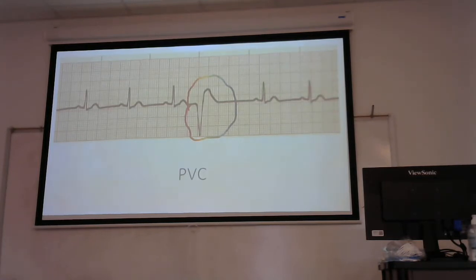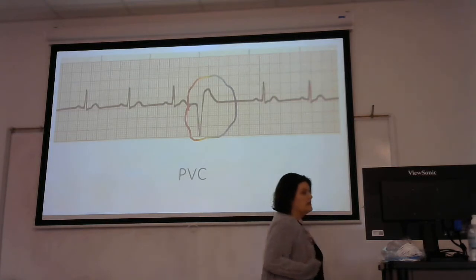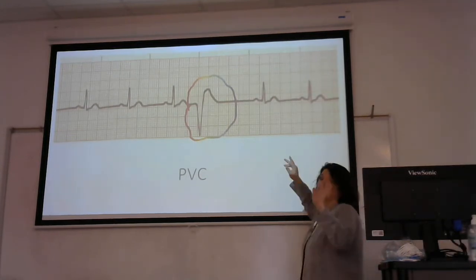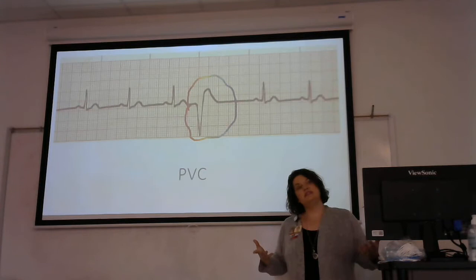What page is it? 683 in the 9th edition, guys. Okay? But when you look, that's kind of what you see on those: these wide and bizarre QRS complexes that don't match anything else. So the neat thing about PVCs is oftentimes they come in patterns. They could come one, like this is just one PVC, but sometimes they come in patterns.